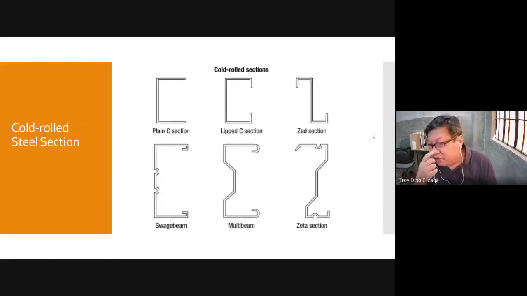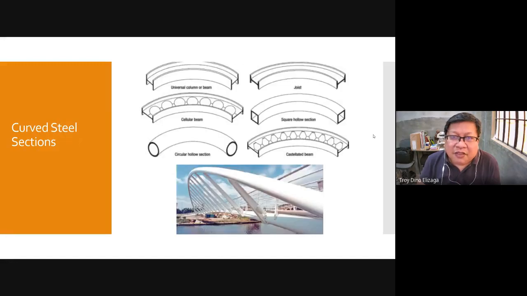Now, in cold rolled section, this is especially true for aluminum. We have the plain C-section, lip C-section. We find this applied to metal studs and metal purlins, and some others like zeta section, for example, can be used for frames in windows and doors. Even Z section, I sort of remember. Then we also have curved steel sections.